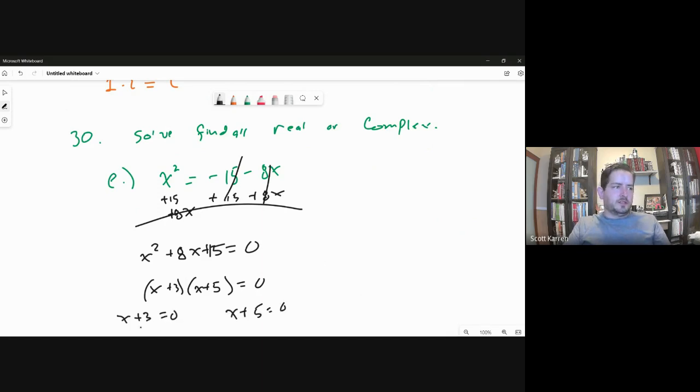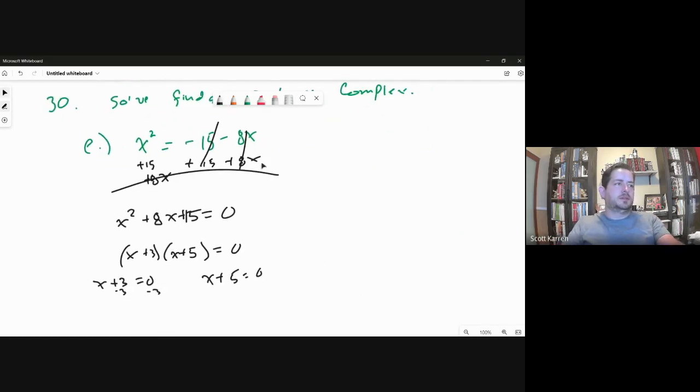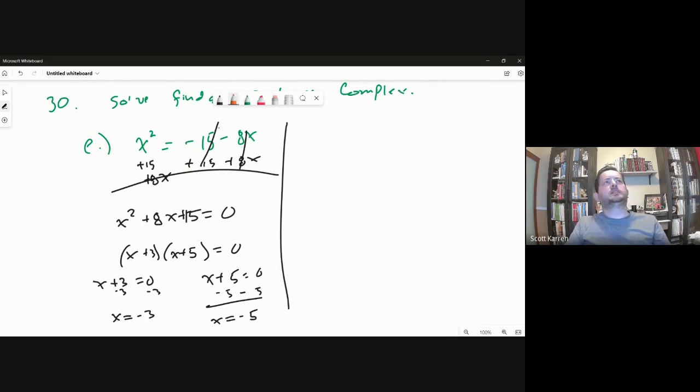And then you solve each of these by subtracting 3 on the first one, and that gives you x equals negative 3. Or subtract 5, and that gives you x equals -5. So let's look at f. f is 2x squared minus 5. It says 5t on the review sheet, but it should be minus 5x equals 1.